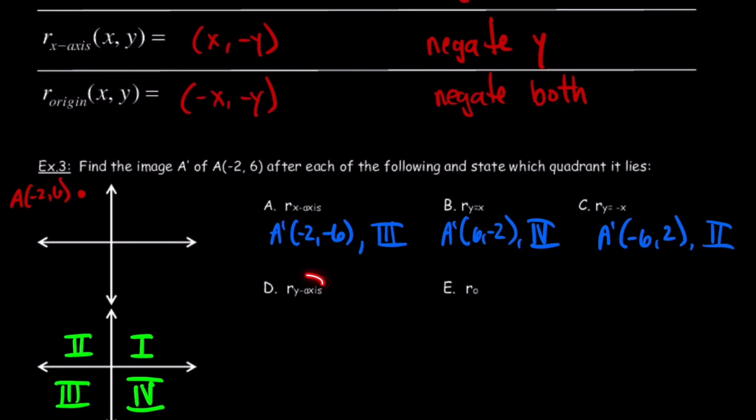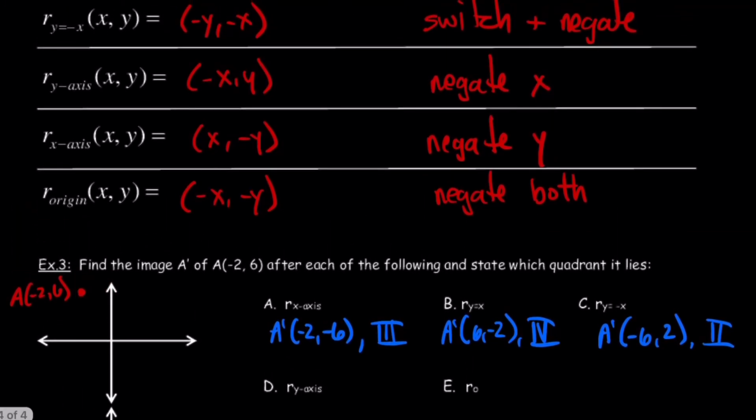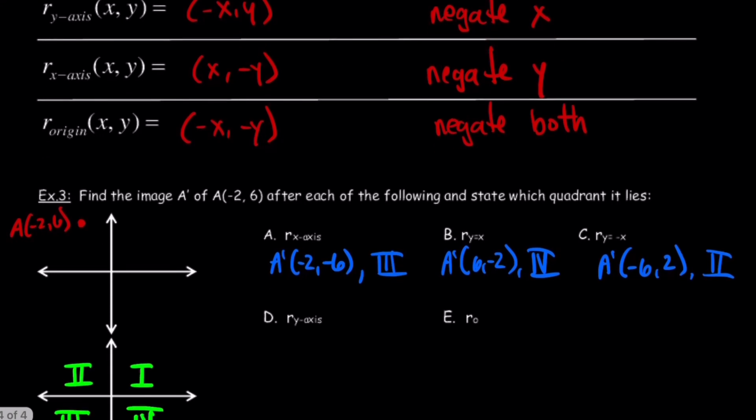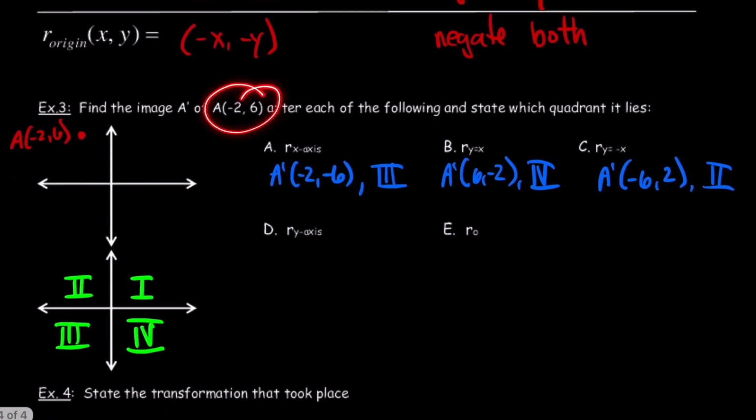Next one, reflecting in the y-axis. Here's your y-axis. I take that point, reflect it over here. It's going to be in quadrant 1. And the rule for reflecting in the y-axis, from up above, is negate the x. Okay, so I take my original coordinate, negate the x. So in this case, A prime is going to be (2, 6), and we said that's quadrant 1.